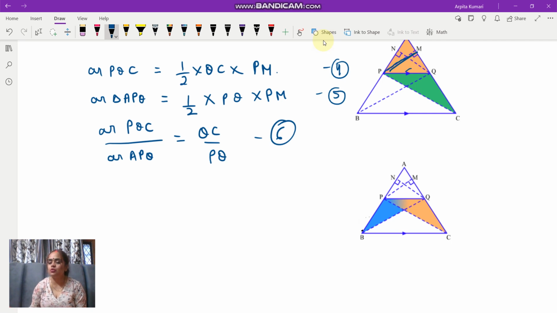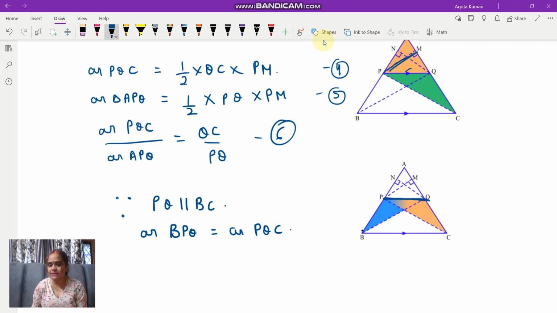We have read about another theorem, that whenever two triangles are on the same base and between the same parallel lines, their areas are equal. Look at this: both triangles BPQ and PQC are on the same base PQ, and they are between the parallel lines PQ and BC. So since PQ is parallel to BC and they are on the same common base PQ, the area of BPQ would be equal to the area of PQC.